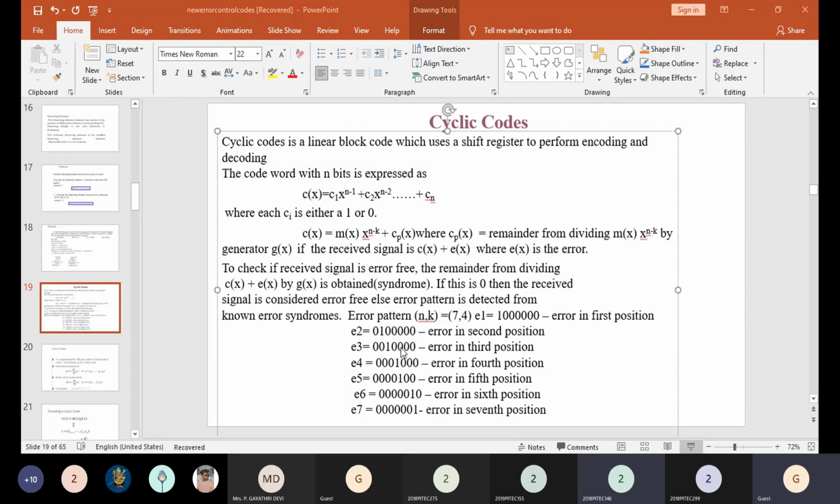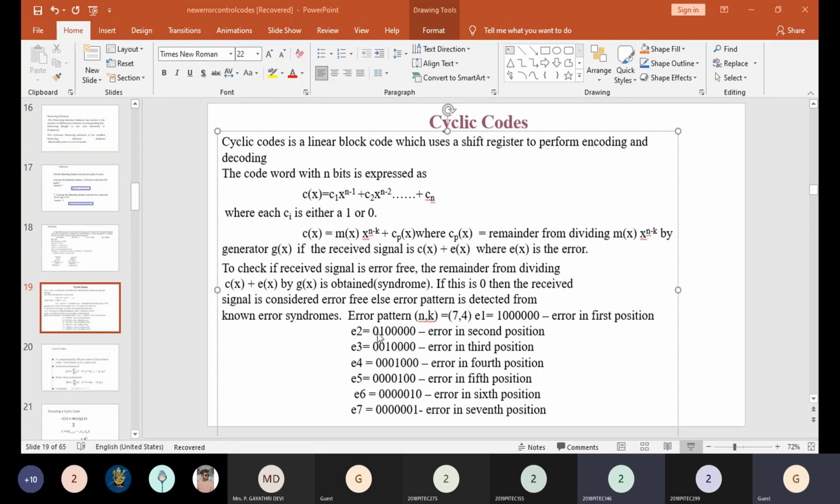So we have seen that Cp of x is nothing but the remainder. In the earlier slide we have seen that Cp of x is the remainder from dividing m of x into x power n minus k by the generator g of x. This procedure which we have seen, we are using in the problem and trying to correlate. So Cp of x comes to x, and this is written here.